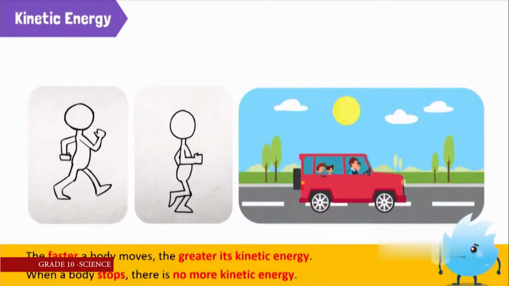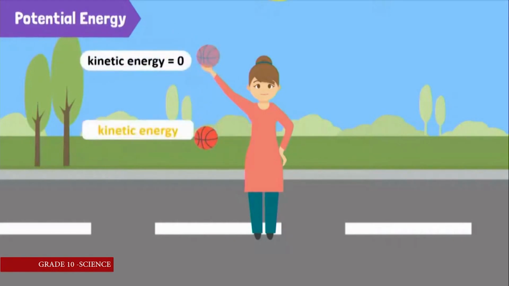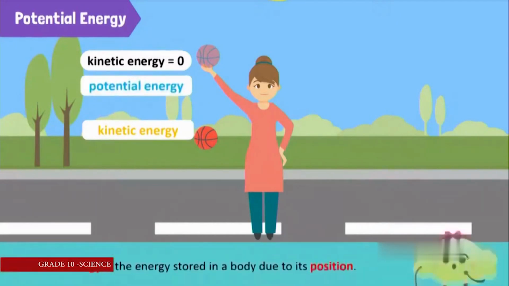Let us see what happens when a ball is releasing from a certain height. It starts at rest and it gains certain speed when you let it go. In other words, it starts with zero kinetic energy and it gains some kinetic energy while travelling. Where did this kinetic energy come from? It comes from the potential energy stored in the ball due to its position.